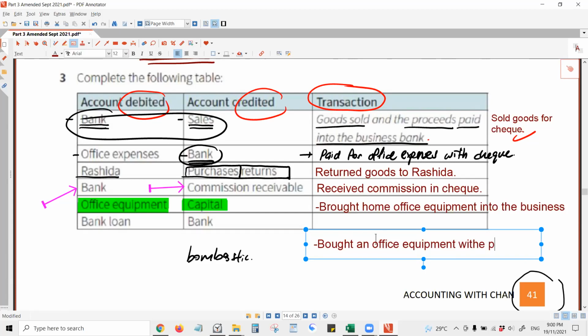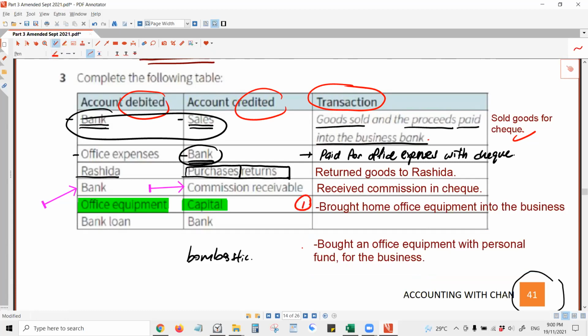with personal fund for the business. You see? This sentence would give us the same double entries as well. You are using personal fund to buy an office equipment for the business. Again, it's an investment of office equipment into the business, but you are using personal money. The first version of answer, you brought personal office equipment into the business.